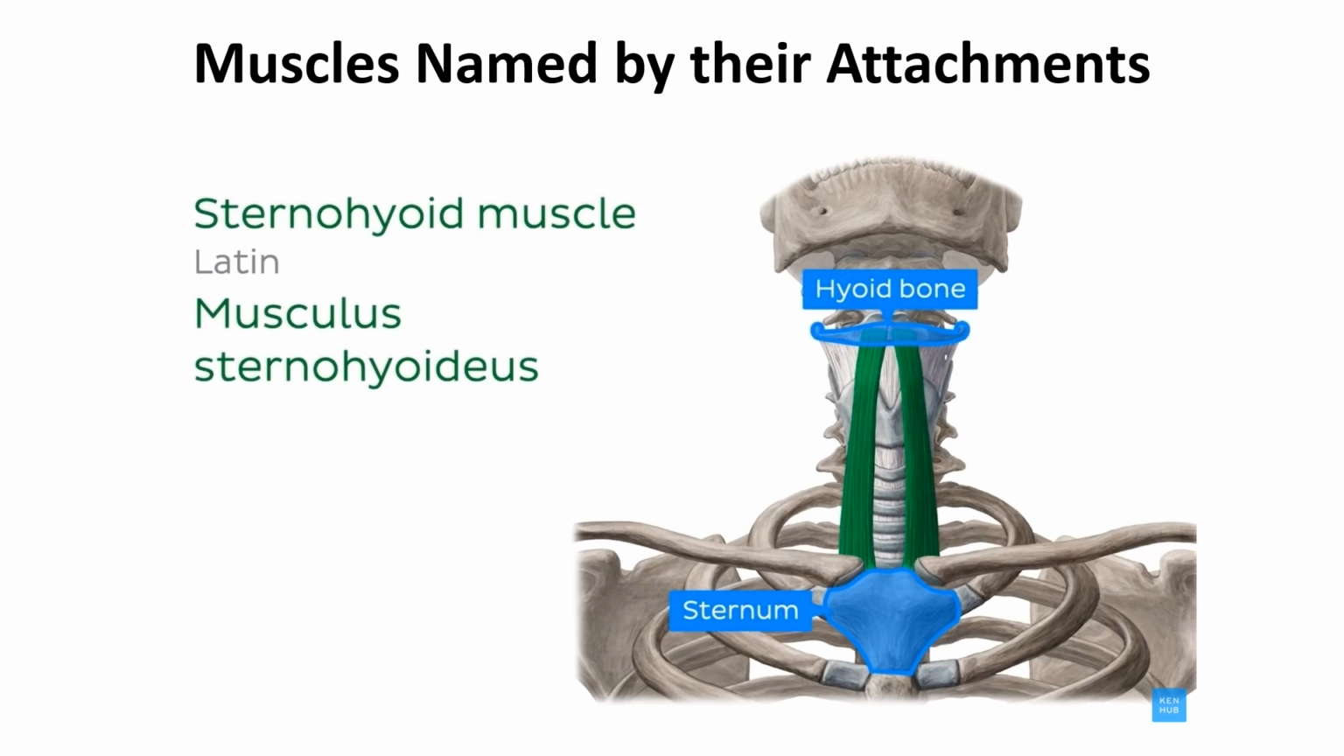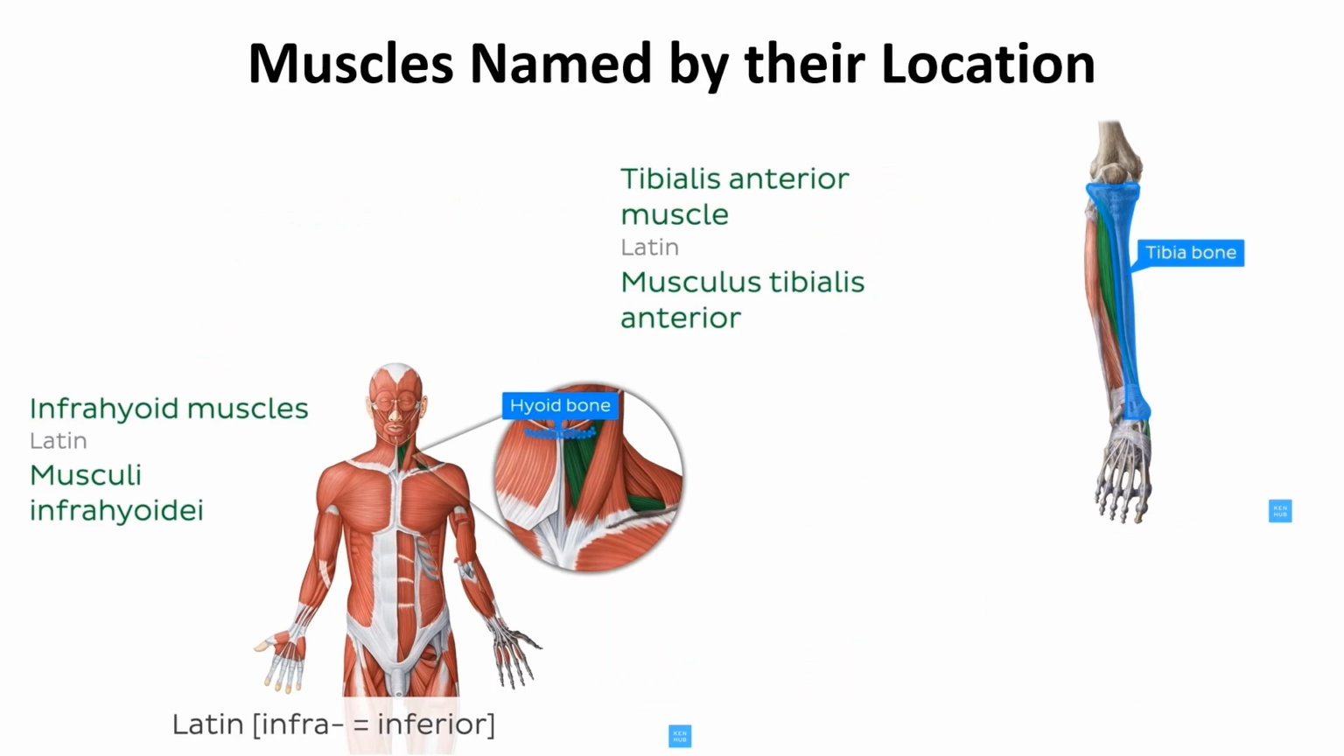Muscles named by their attachments. Sternohyoid muscle. This muscle originates in the sternum and attaches in the inferior border of the hyoid bone. Muscles named by their location. Tibialis anterior muscle is the longest muscle in the anterior compartment of the leg. Infrahyoid muscles. It is a group of muscles located inferior to the hyoid bone.